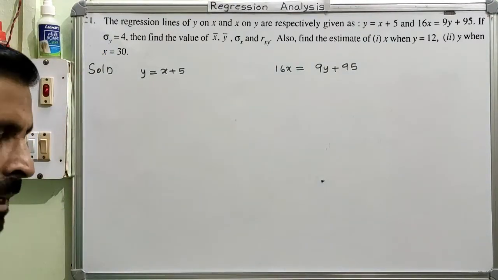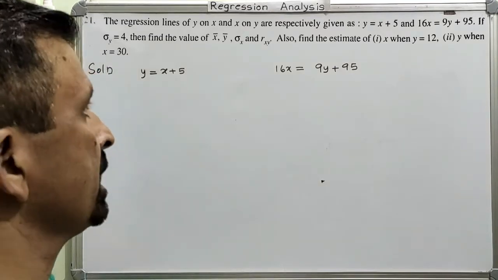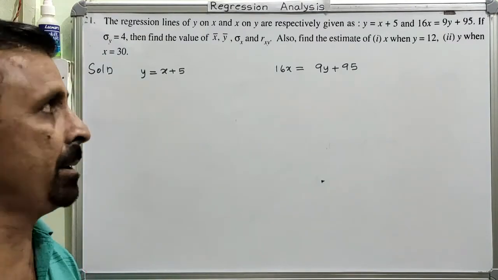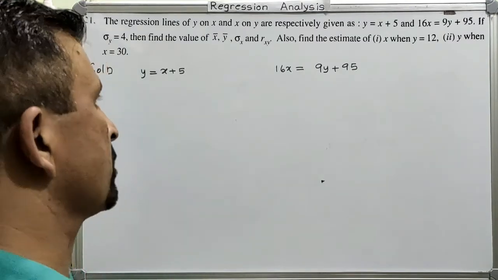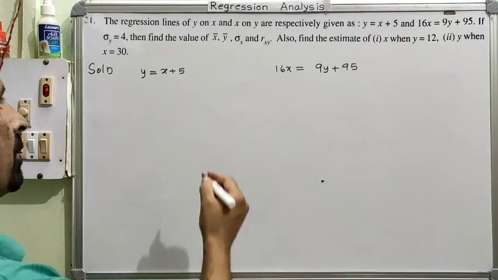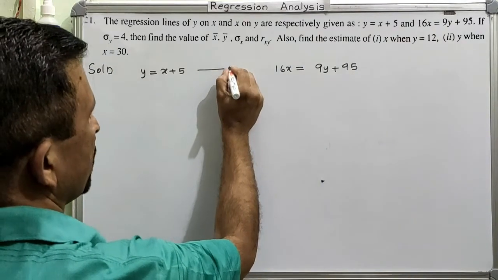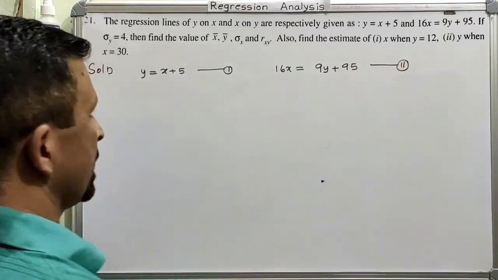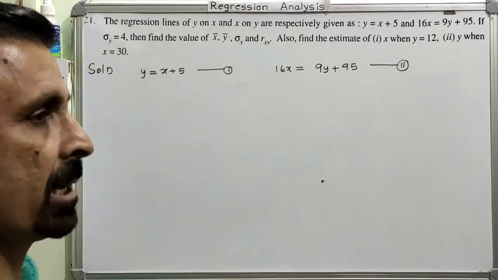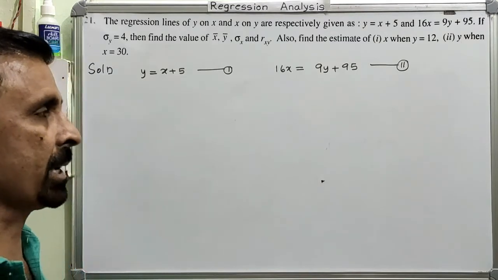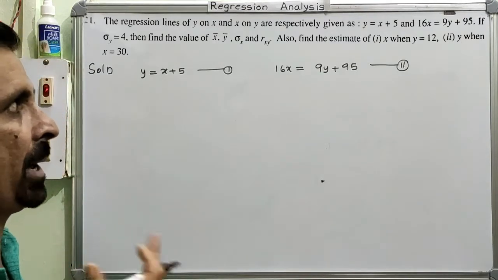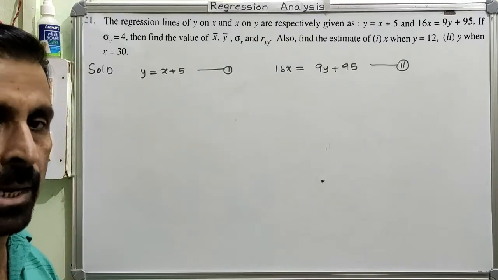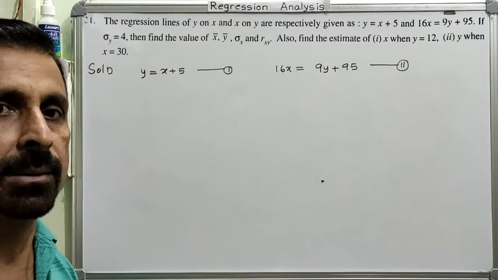Now, since we have to find the correlation coefficient, of course we have to find the mean. First of all, let us calculate the value of the mean. Say this is equation number 1 and this is equation number 2. From the previous video you have already learned the method of calculating the mean, right? For calculating the mean, we solve the pair of linear equations, and then we get the values of x and y. Those values of x and y are called the mean.